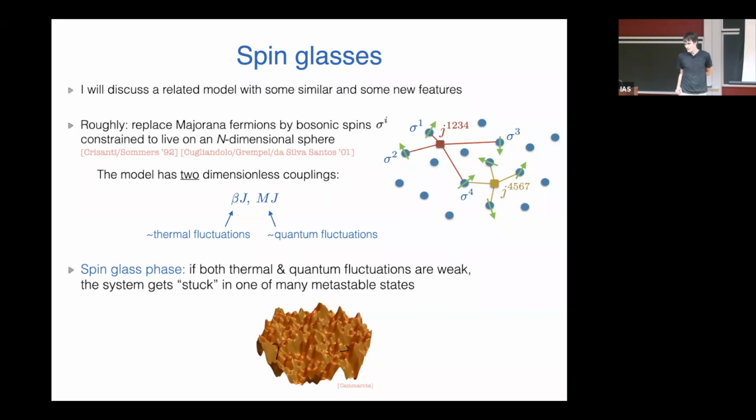Now let me say a few conceptual things about spin glasses before I define the model for you in detail. I want to say a few general things about the phenomenology. I'll discuss in a minute a model that's a bit similar to the SYK model at first sight, and the rough idea will be to replace the Majorana fermions by bosonic spins, sigma_i, and you can think of them as being the coordinates on an n-dimensional sphere.